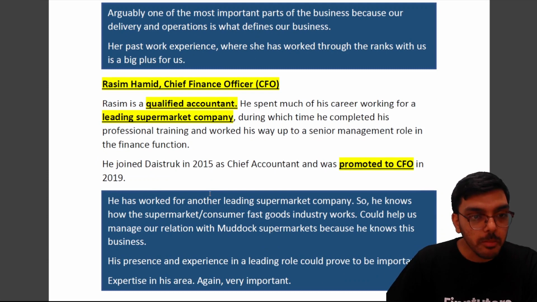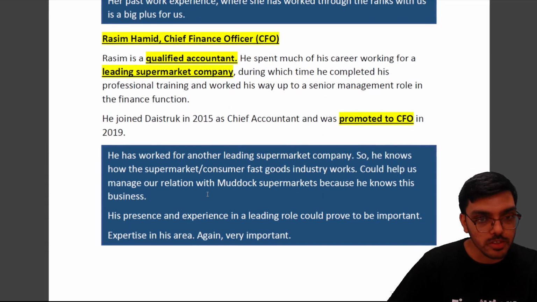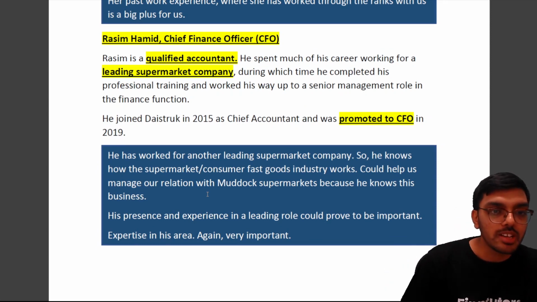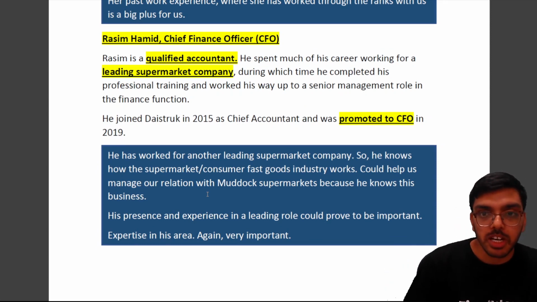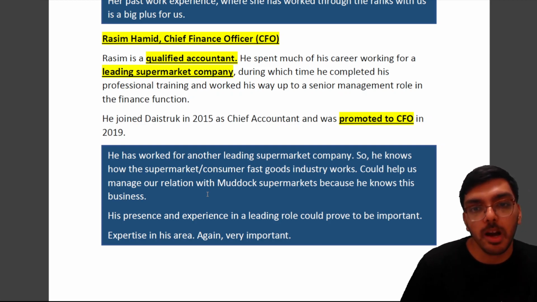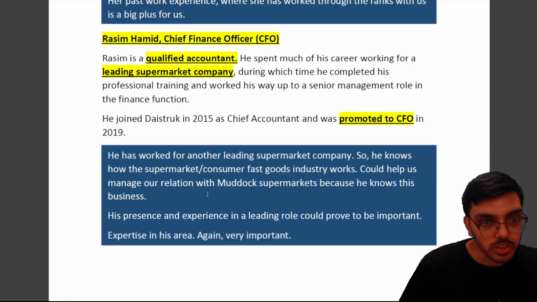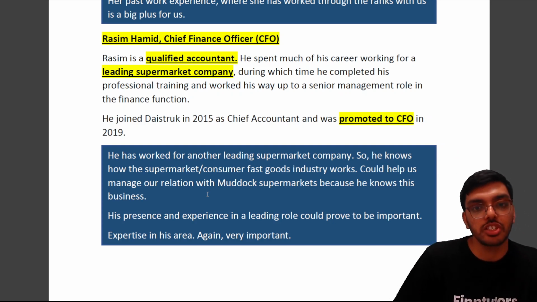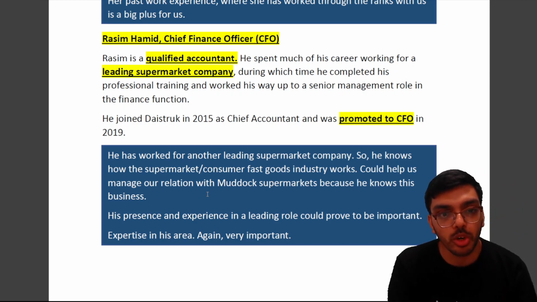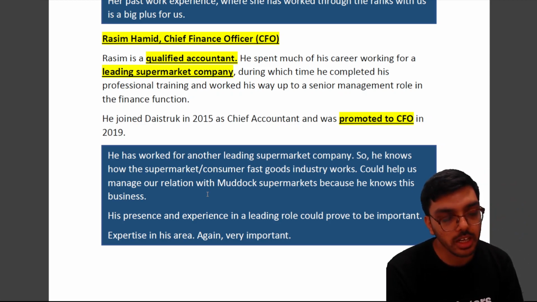Next, we have Rasim Hamid, who is the Chief Finance Officer, who your dealings are going to be with majorly. Rasim is a qualified accountant. He spent much of his career working for a leading supermarket company, during which time he completed his professional training and worked his way up to a senior management role in the finance function. He joined Daistruk in 2015 as a chief accountant and was promoted to CFO in 2019.